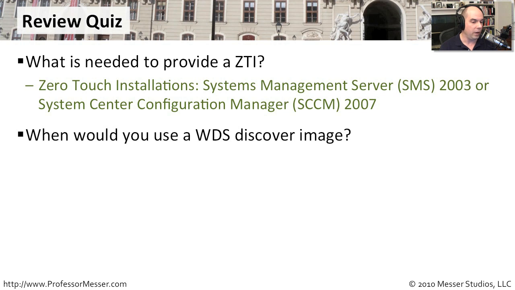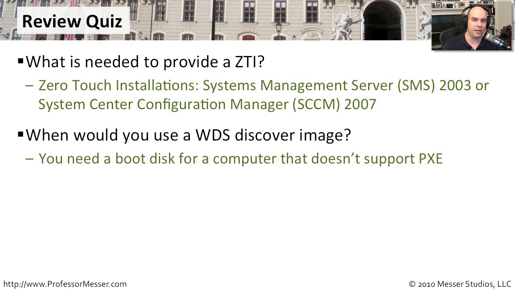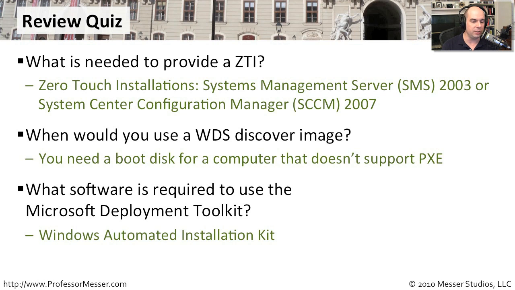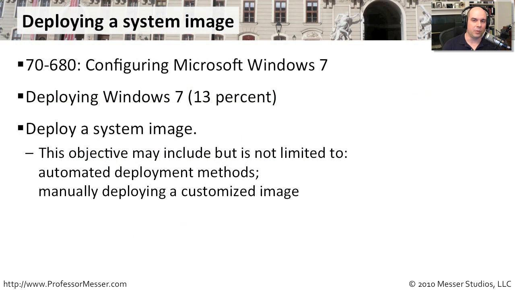The next question is, when would you use a WDS Discover image? That's a very particular kind of image that's used in our Windows Deployment Services, and that is when you have a machine that doesn't support PXE and you still need to boot from it. You would need an image that can discover where that happens to be out on the network. And our last question, what software is required to use the Microsoft Deployment Toolkit? That MDT needs some utilities that are already installed in a previous package called the Windows Automated Installation Kit, or the AIK. That covers the requirements for this video.